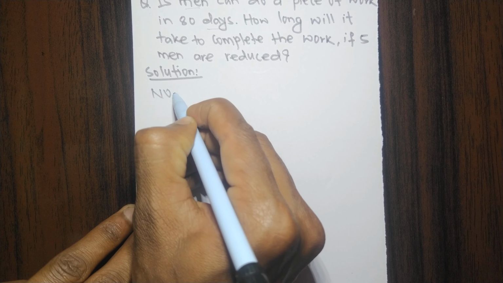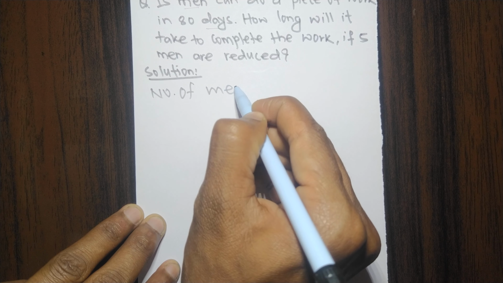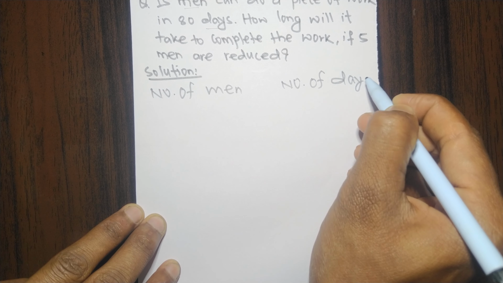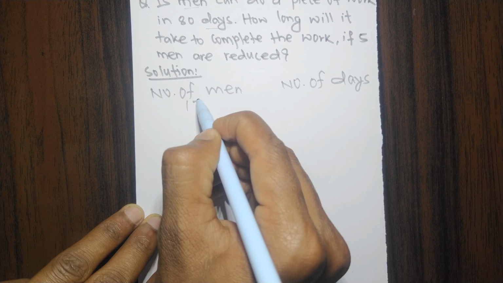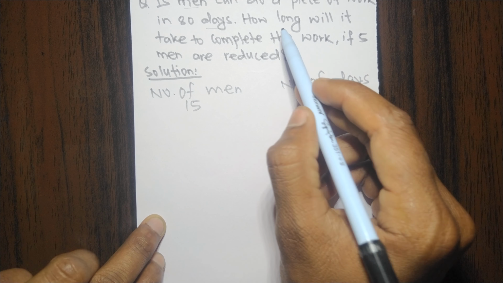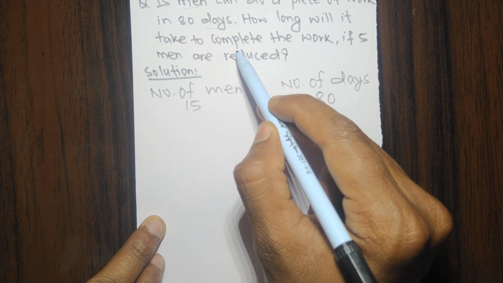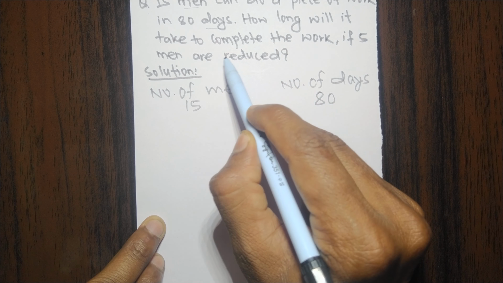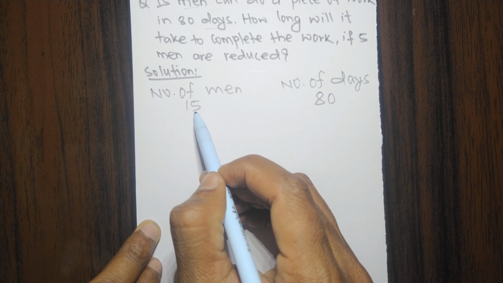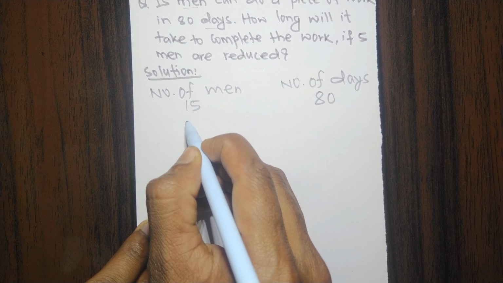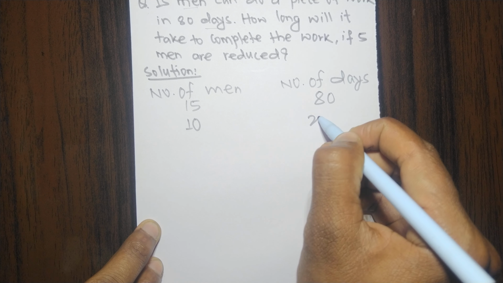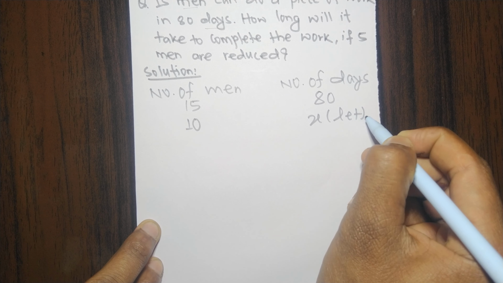So relation between number of men and number of days. So 15 men can do a piece of work in 80 days. How long will it take to complete the work if 5 men were reduced? So initially there were 15 men, among them 5 reduced, so remaining is 10 men. So 10 men can complete the work in x days, suppose we let.